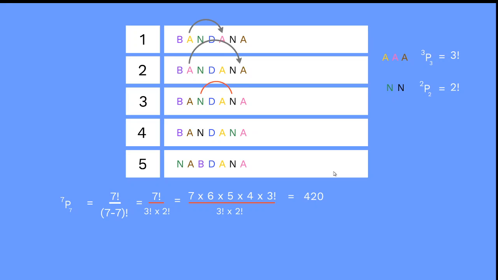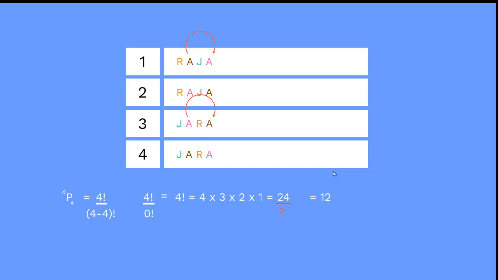So what I'm trying to say is, we need to avoid identical elements. We need to avoid overcounting. So this is what we do to avoid that. Now, so this is one. So let us come back to our previous example. We studied about Raja, and we saw that we divided by 2.